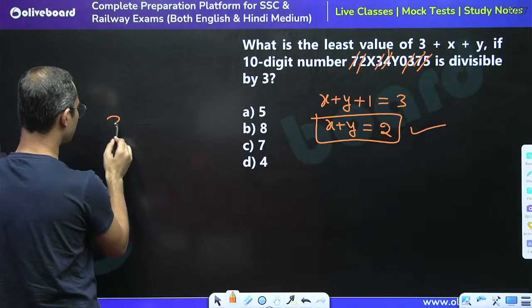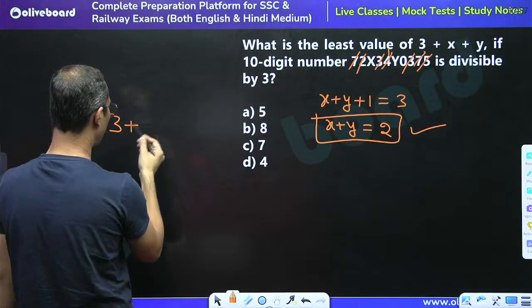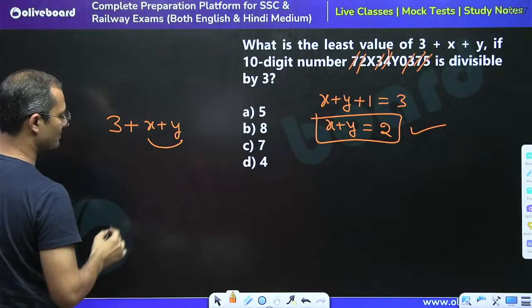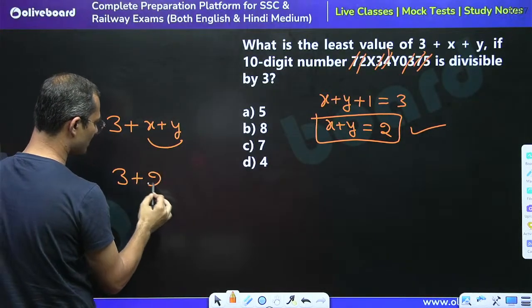Now the question is asking what is the value of 3 plus x plus y, and we know that the value of x plus y is 2. So 3 plus 2 is equal to 5.